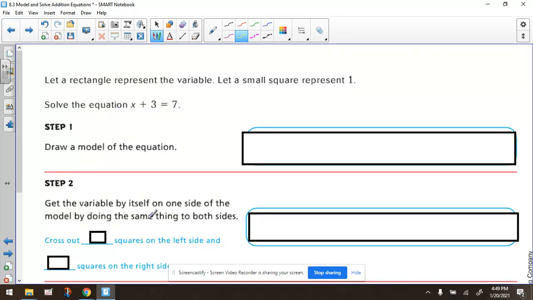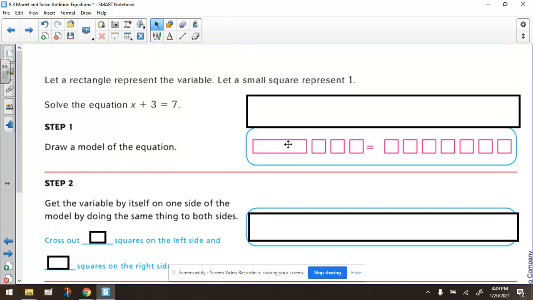Let's look at this. Let a rectangle represent the variable. Let a small rectangle represent 1. Solve the equation x plus 3 equals 7. So if we draw a model of this situation, we might draw something like this. This would be x, here's your 3, and then here's your 7. If we remove 3 tiles from this side of the equation, we would have to do the same thing to the other side of the equation.